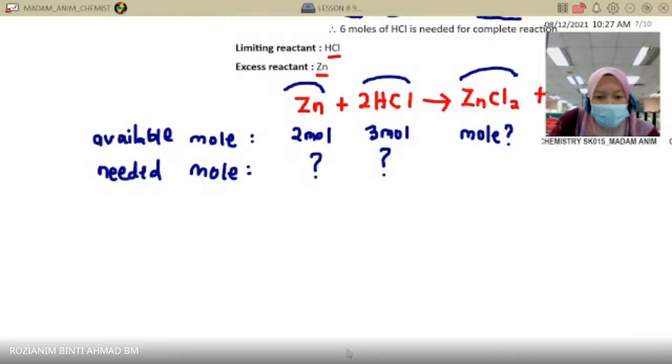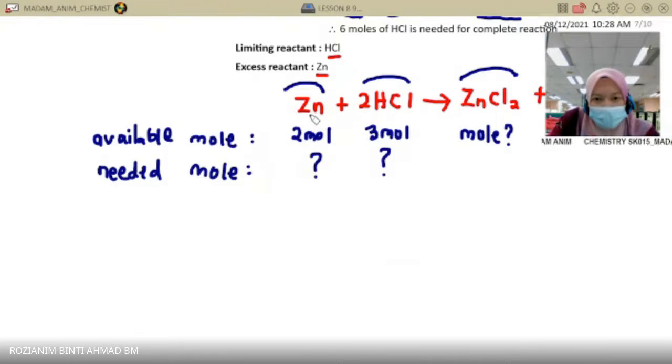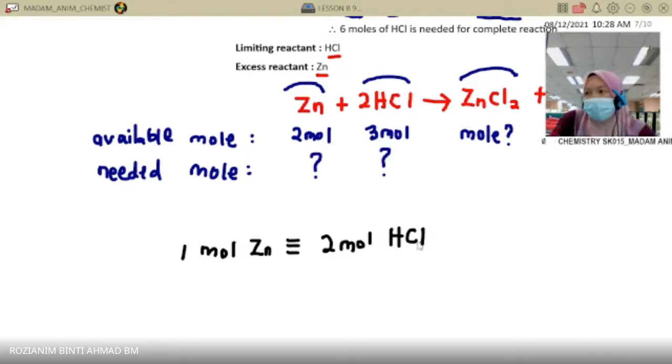Step 1 in stoichiometry, we need to write the mole from the balancing equation. So means, saya tulis zinc dulu. Okay, which is zinc consists of 1 mole zinc equivalent to berapa mol hydrochloric? 2. 2 mol of hydrochloric acid. Okay. And disebabkan left hand side we are label zinc. So means I use a data zinc.